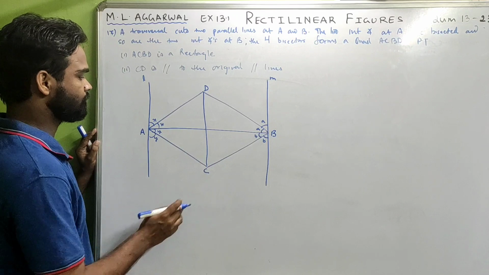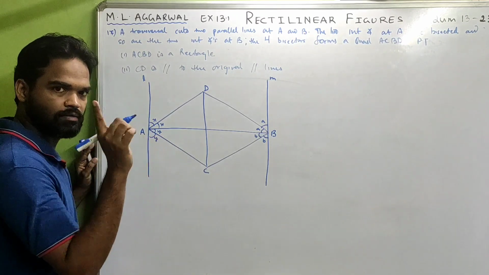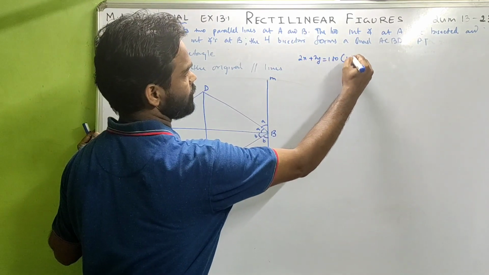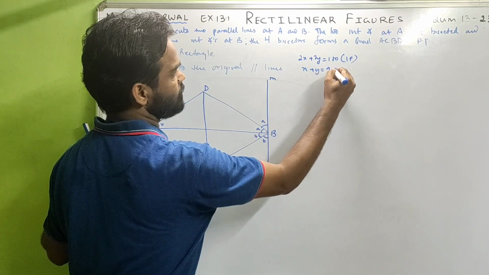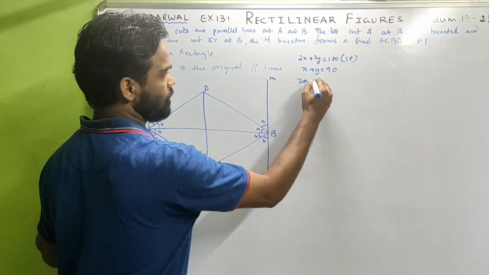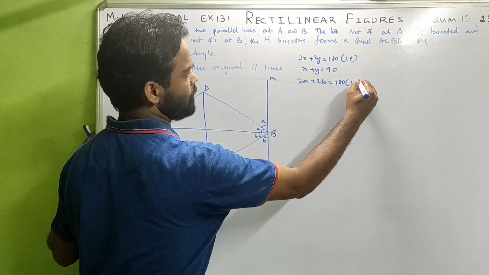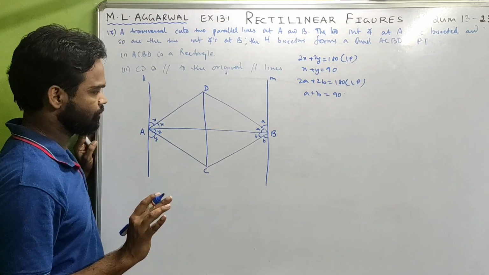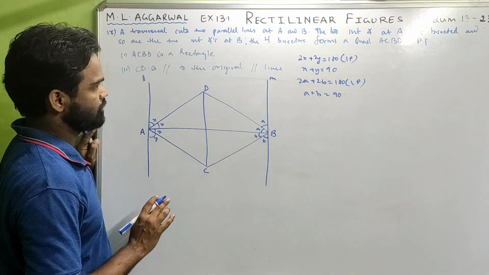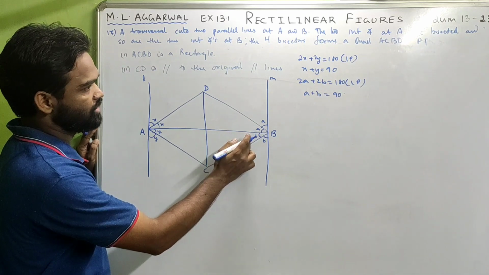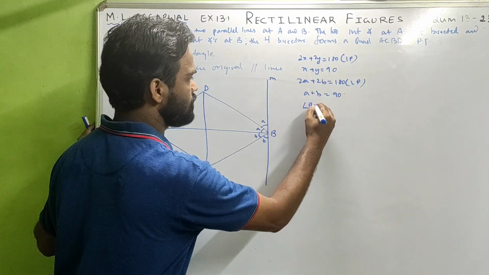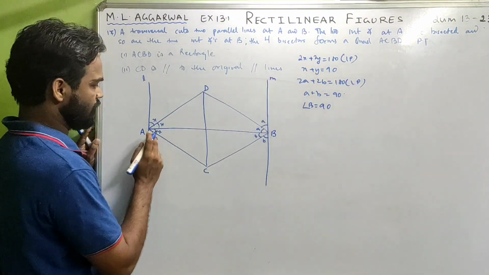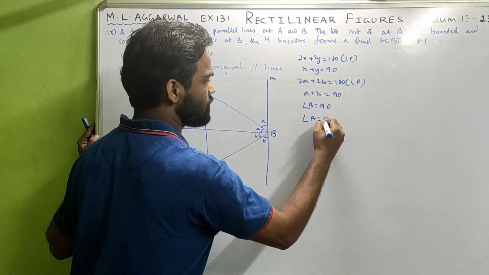Now very easy, just look over here. 2x plus 2y will be 180, no doubt in that. Linear pair, which means x plus y will be 90. Similarly, 2a plus 2b will be 180. Linear pair, which means a plus b will be 90. Isn't it? Now look carefully. So we have a plus b as 90, which means this angle B is 90, isn't it? In the rectangle ACBD, x plus y is 90, which means angle A is 90. Very good.